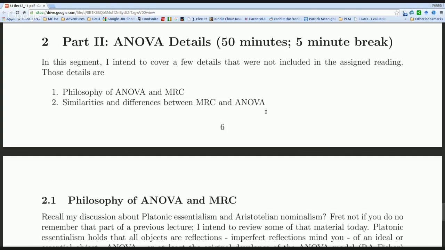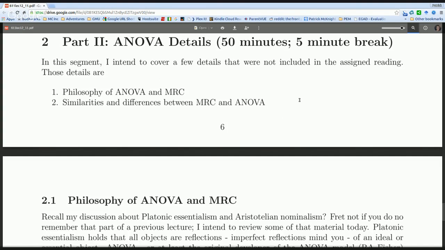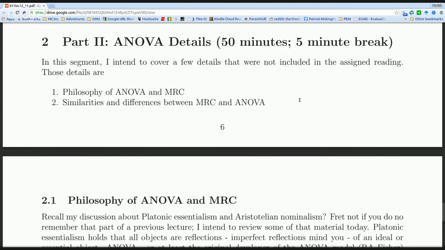And that is, there's a philosophy that differentiates analysis of variance and MRC. And that philosophy is very helpful for most students to be able to understand the ideas that are encapsulated in both of these methods and what's unique to each one of them in the general linear model.